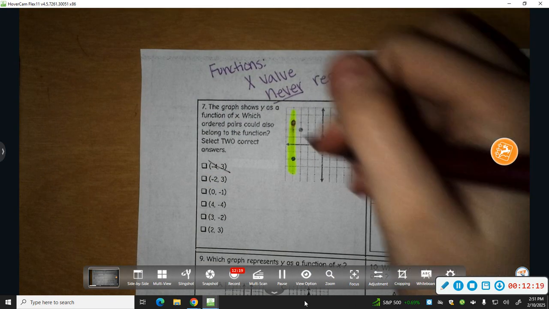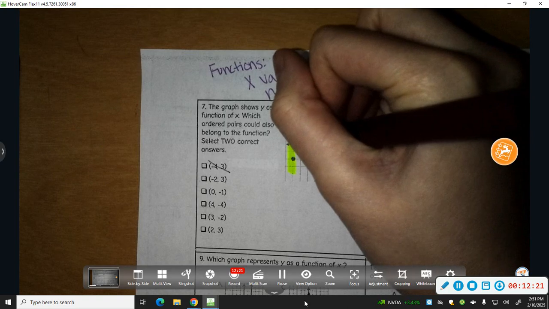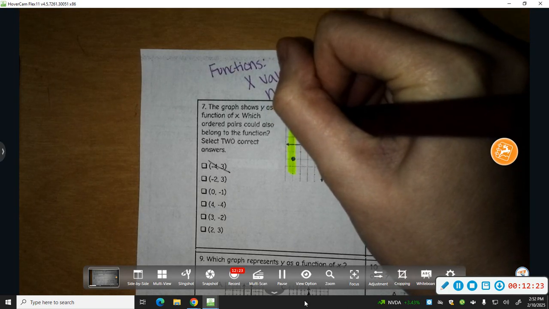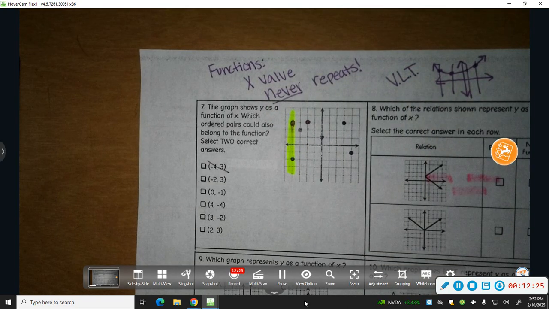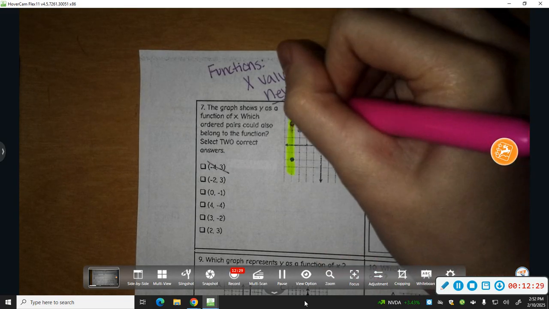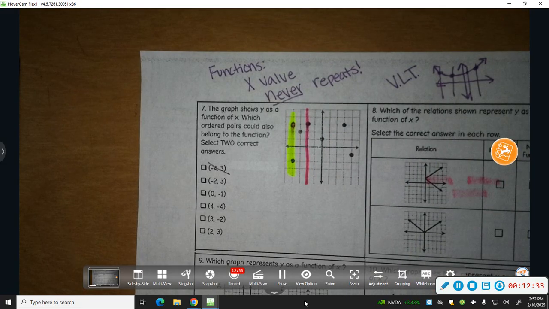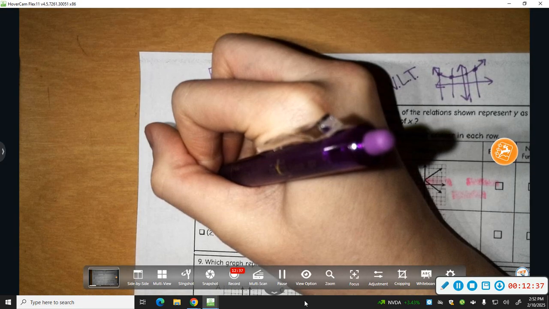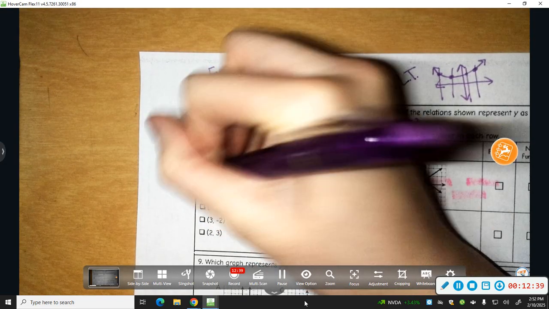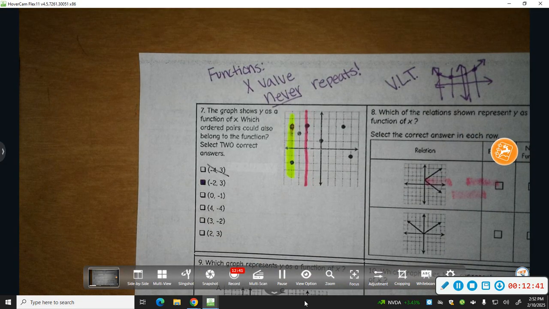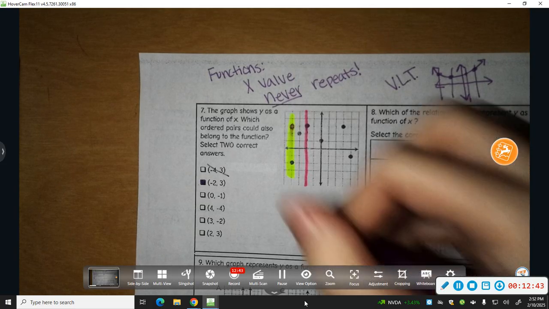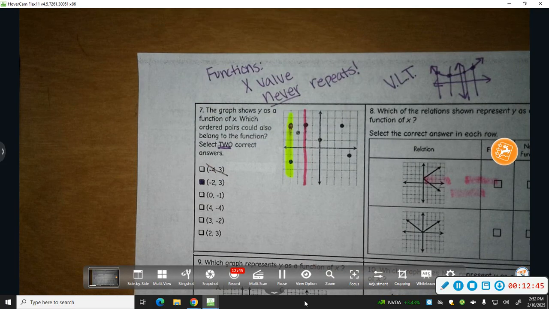If I go to -2, 1, 2, and then up 3, 1, 2, 3, and I plot a point, I want to check to make sure there's not any other x values that that's going to touch. If I draw a line down that x value, it only touches that one dot. So I know that that is a function. I'm going to go ahead and put a filled in square because I know that that is one of my 2 correct answers. I'm going to keep checking.